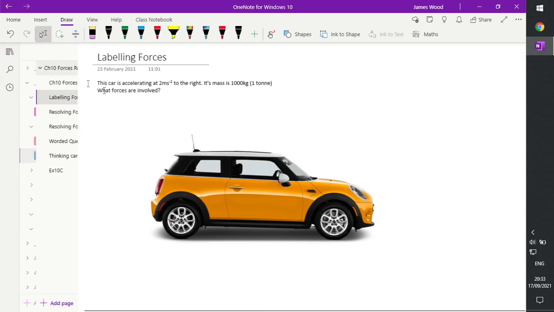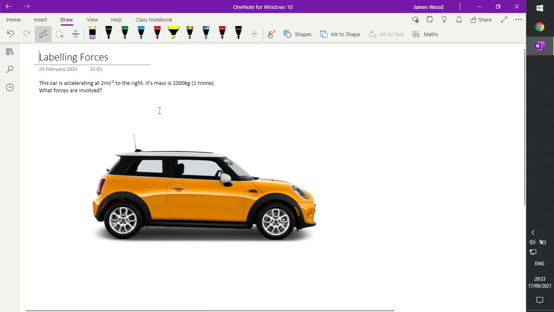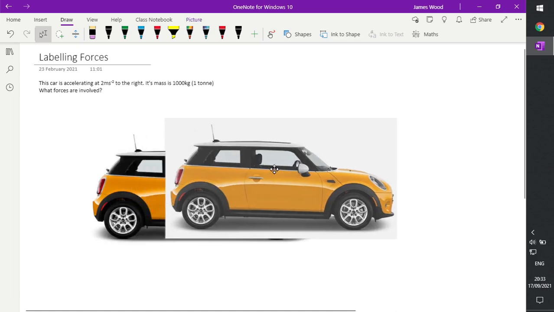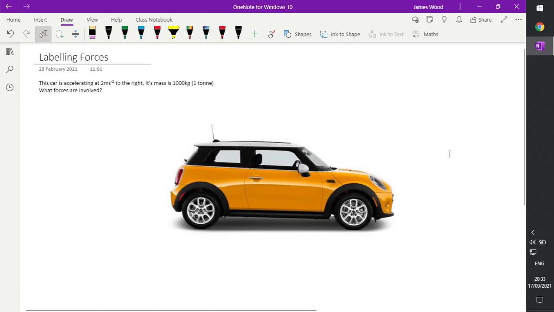Okay, just to get us thinking about forces and to train us up a little bit about how to label a diagram, I've got a car here, lovely orange colour. The car is accelerating at 2 meters per second squared to the right, and its mass is 1,000 kilograms, so 1 ton. What forces are involved? So I'm just going to label the acceleration. And normally for acceleration, I label it as an arrow with a double arrow on it like this. And I can write a, it's 2 meters per second squared. Okay. Its mass is 1,000 kilograms.